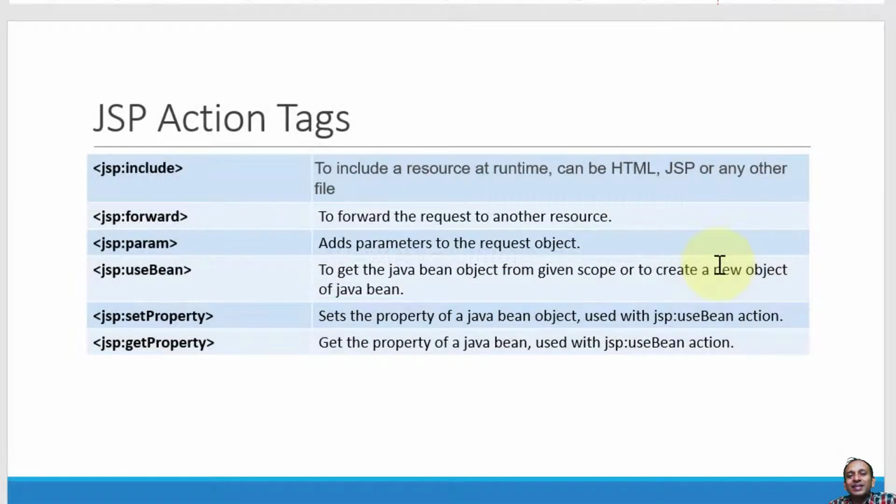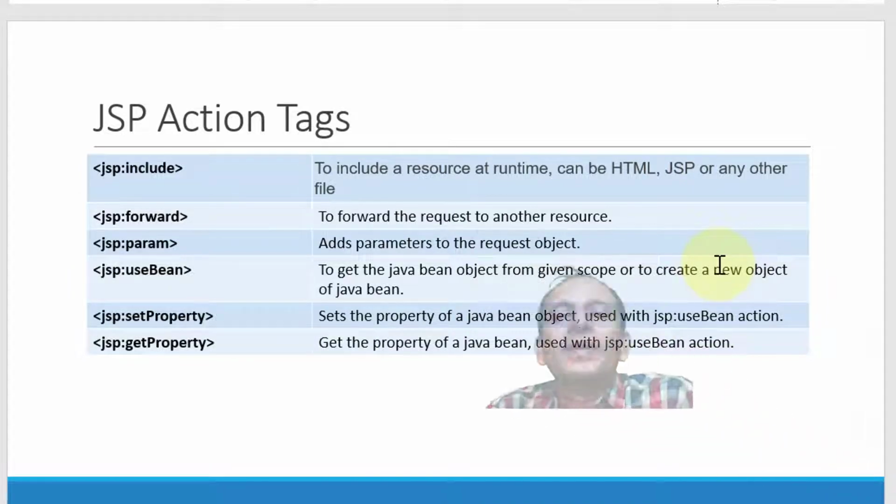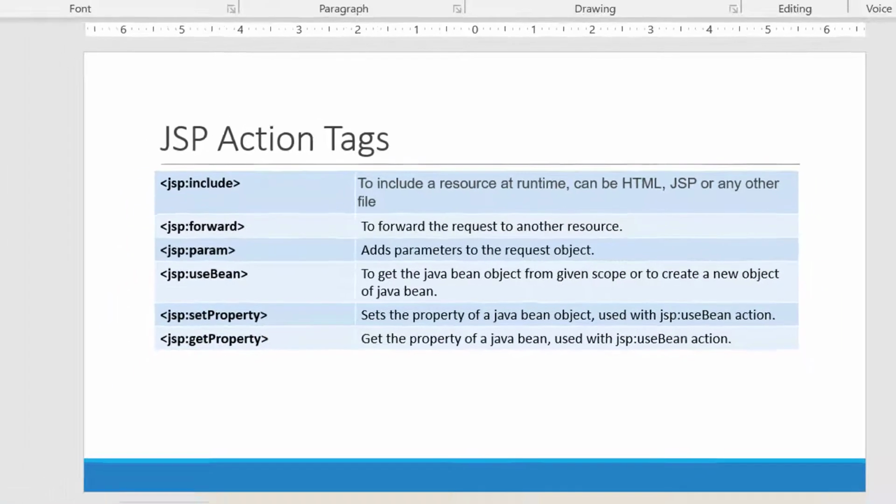Hi, let us understand about the JSP action tags useBean, setProperty, getProperty. Before using the useBean, we need to have a quick understanding of Java beans. Java beans are used to encapsulate the data as well as group the data together. Let us create a sample bean.